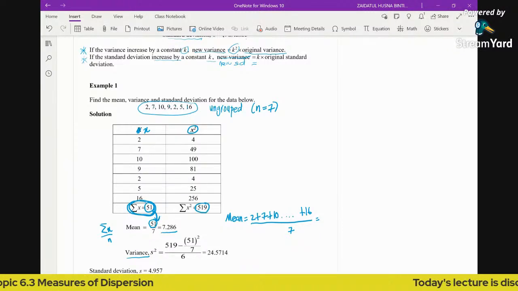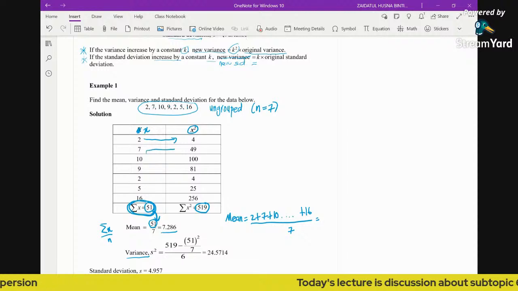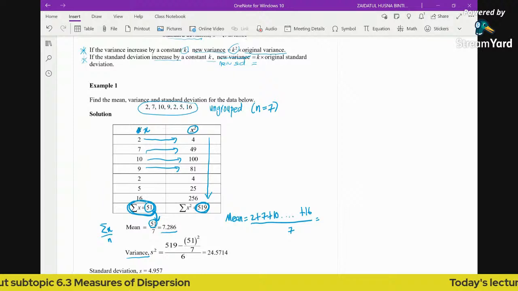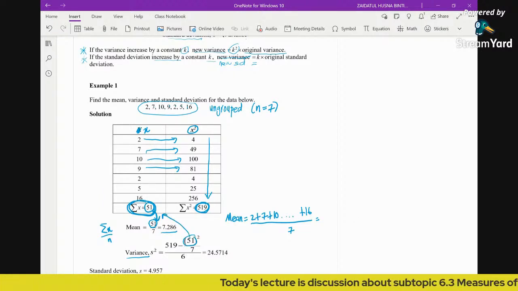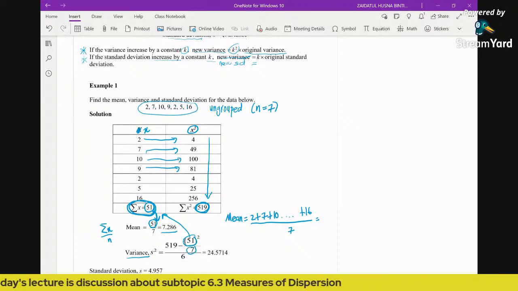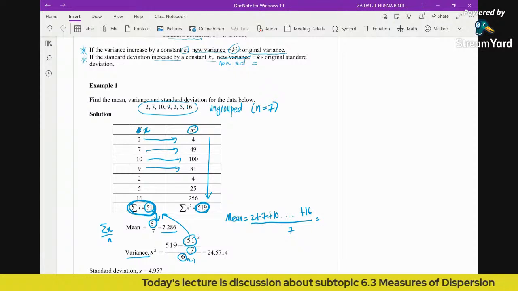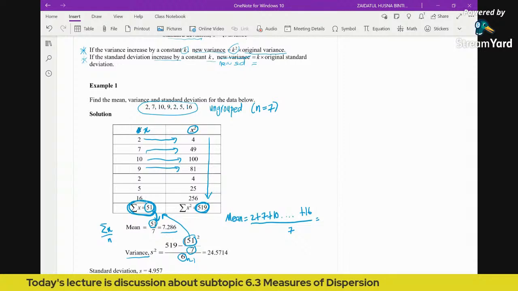How can we get 519? You just square each of the values here. 2 squared is 4, 7 squared is 49, 10 squared is 100, and so on and so forth until the last value. Then you just use your calculator to find the sum of these values and you will get it to be 519. So 519 minus, this is the sum of x, then you need to square it, and you divide by the n and then divide by n minus 1. Since n is 7, n minus 1 is 6. Pressing the calculator will give us the variance and the standard deviation value. So that is how to find variance and also standard deviation.